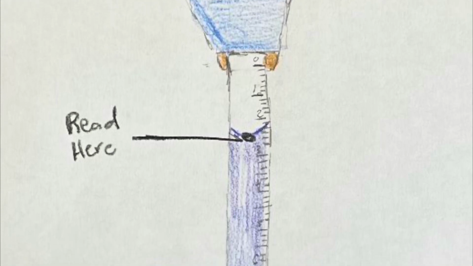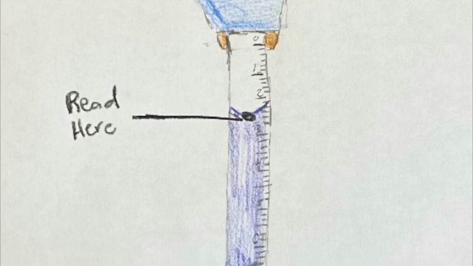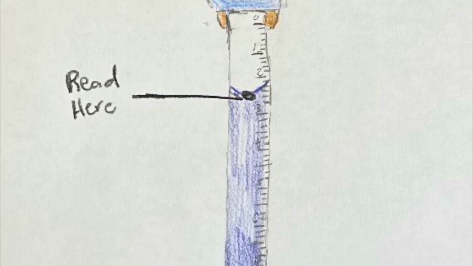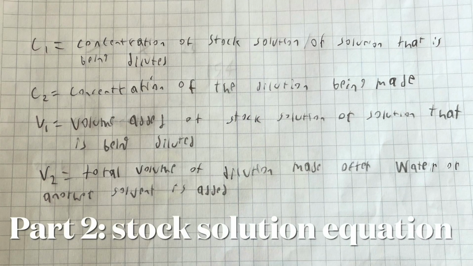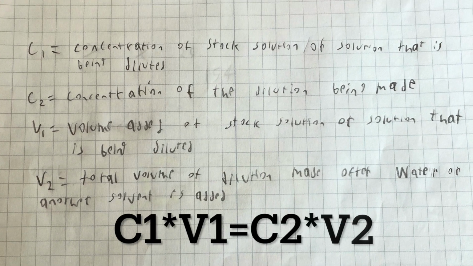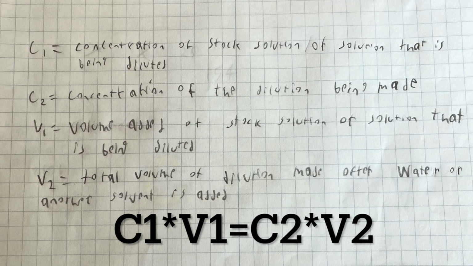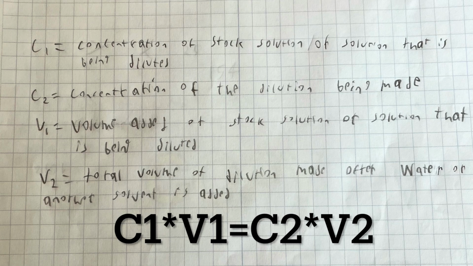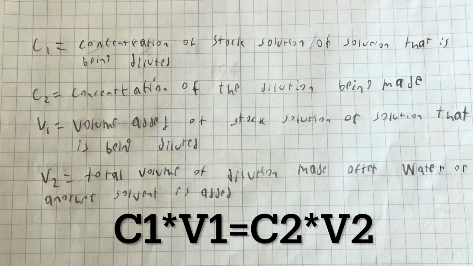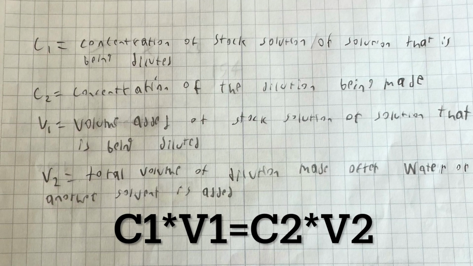To record the volume using the pipette or graduated cylinder, subtract the initial recorded volume from the final recorded volume. Stock solutions are accurate concentrations of a solution which can be used to create a dilution. A dilution is created when a substance such as water is added to a certain amount of the stock solution in order to decrease the concentration.